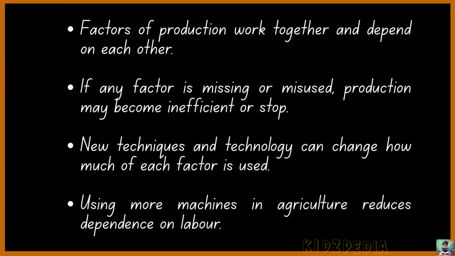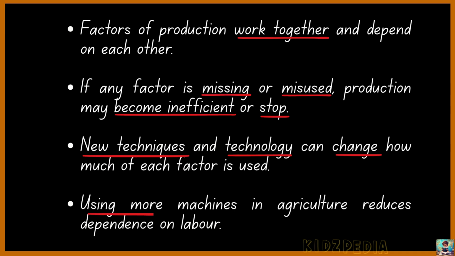So, all factors of production are interconnected, meaning they must work together. If one factor is not available or is used wrongly, for example, no labor or faulty machines, production will slow down or stop completely. Sometimes, new techniques or machines help change the way production is done. For example, when machines like tractors and harvesters are used in agriculture, the need for human labor decreases and production becomes faster and more efficient.